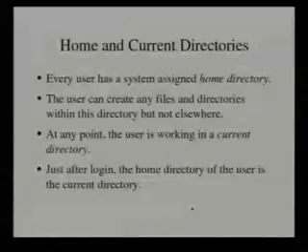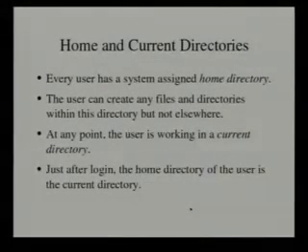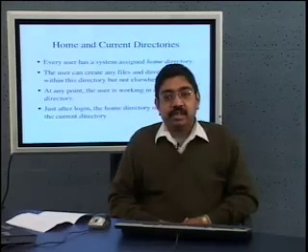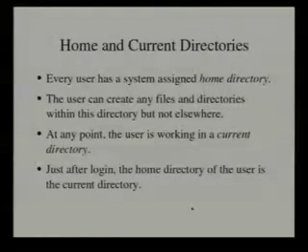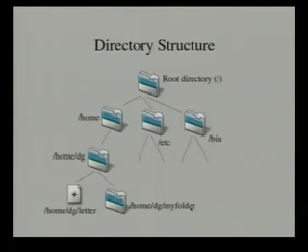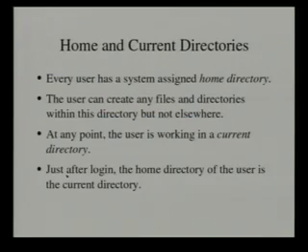And in this entire directory structure, every user is assigned a part of the directory structure within which he or she can create his or her own files. This is called the user's home directory. So every user has a system assigned home directory, and the user can create any files or directories within this directory but not elsewhere. So in the previous picture, this directory is the home directory of the user DG, and within this I can create any files and subfolders that I wish to create. So this part of the directory tree belongs to me in some sense.